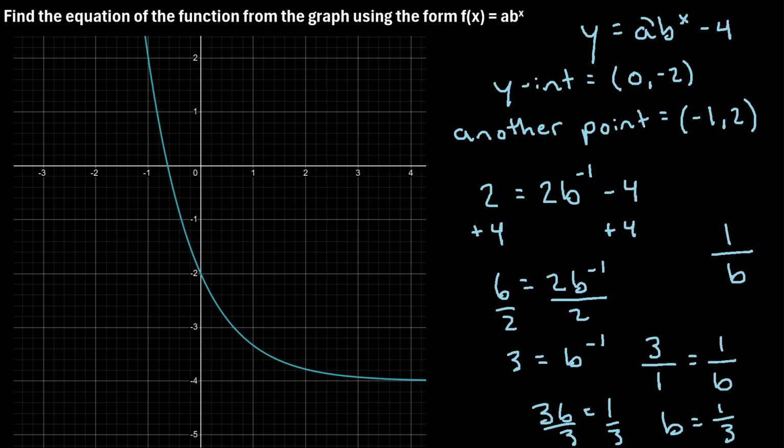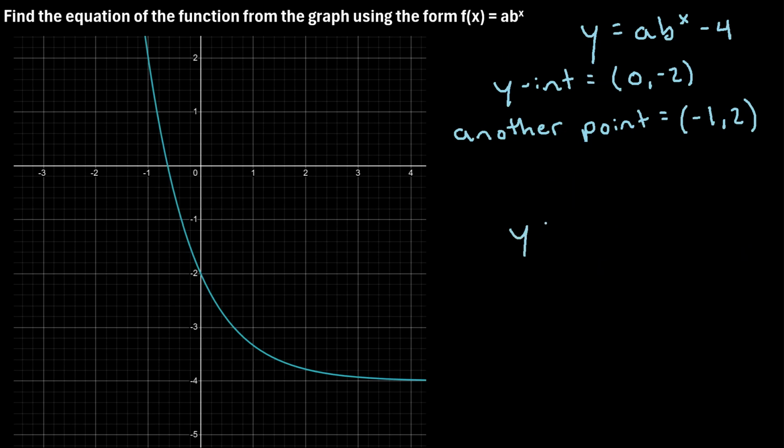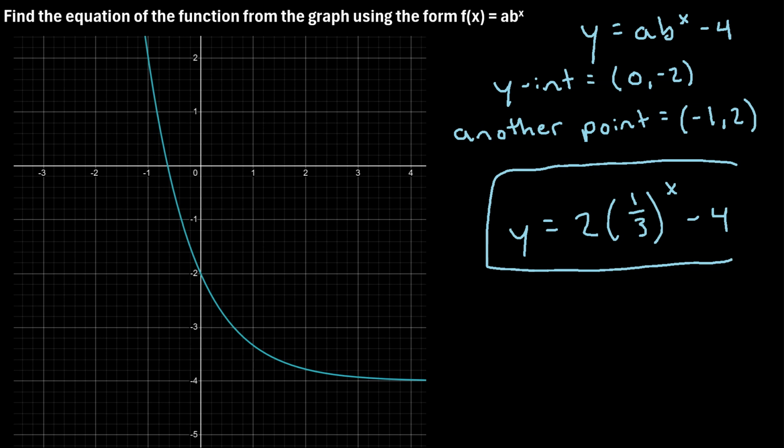So we found that a was equal to 2 and b was equal to 1/3. So our final answer is just going to be, I'll clear a little space right here. y is equal to 2 times 1/3 to the power of x minus 4. This is the equation that this graph represents.